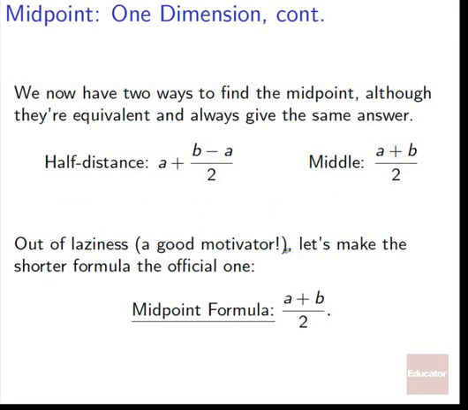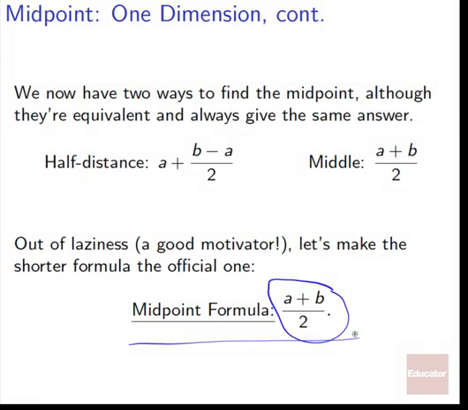Since we have two ways to find the midpoint, and they're really just equivalent ways to get the same answer, we'll just, out of laziness, make one of them the official one. A good motivator to do anything is because it's the easier way. As opposed to having to memorize two different things or go with the slightly longer one, let's go with the slightly shorter one. So we make our midpoint formula A plus B over 2.